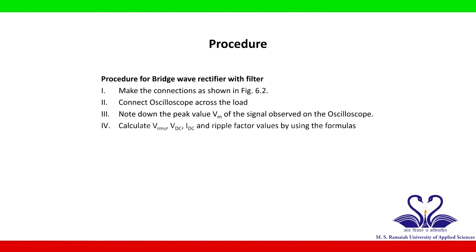The input signal is provided by a step-down transformer. Connect the probes of an oscilloscope across the load resistor to see the output waveform and across the transformer to see the input. Note down the peak value of the output waveform for further calculations.